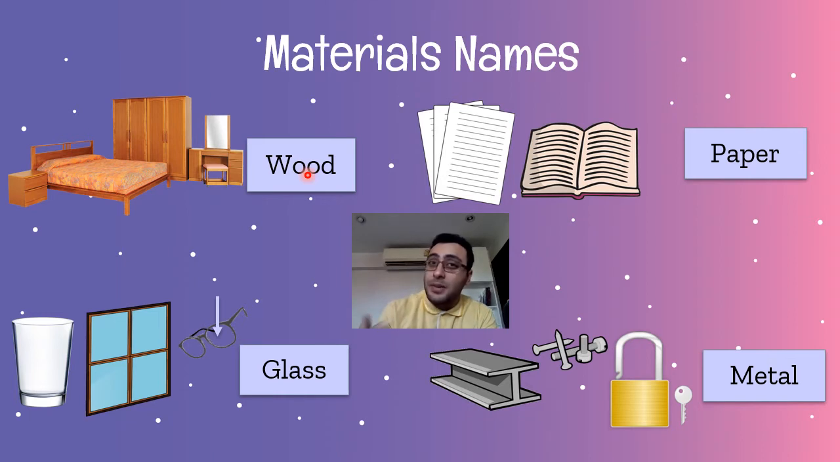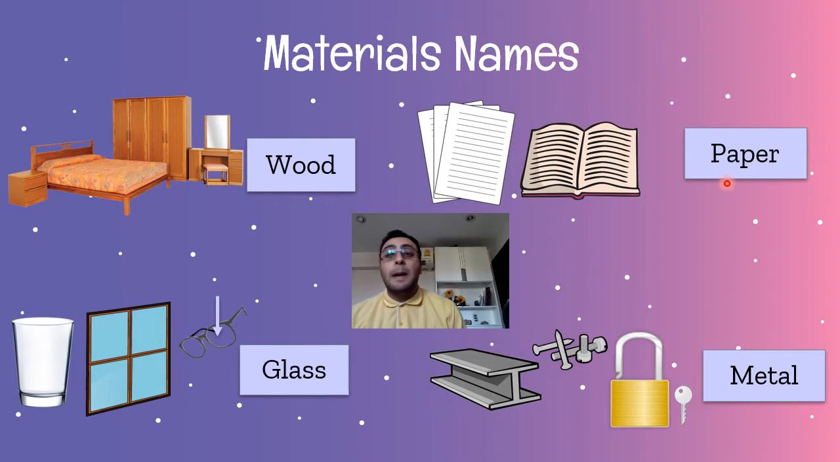Then we learned about wood. Wood comes from trees, right? For example, look at this. Wooden bed, wooden closet, wooden dressing table, wooden chair. We make a lot of things out of wood.